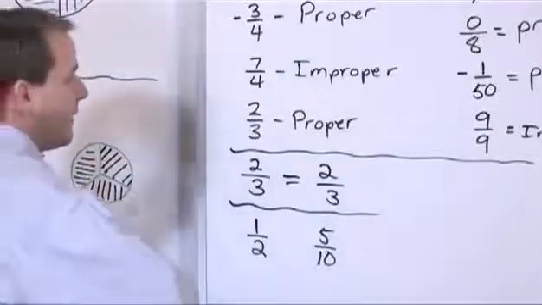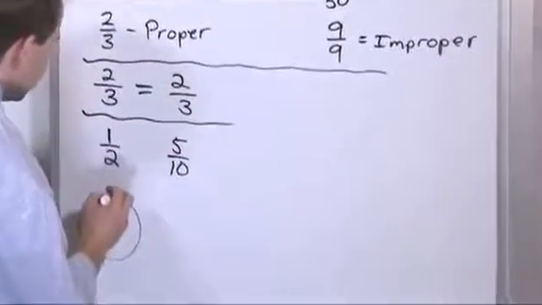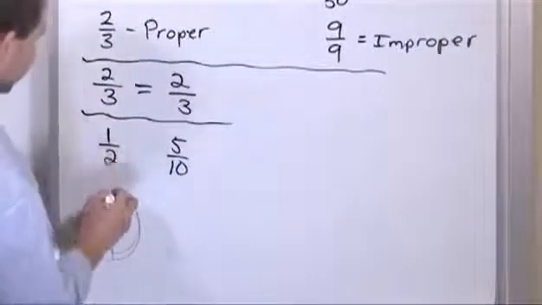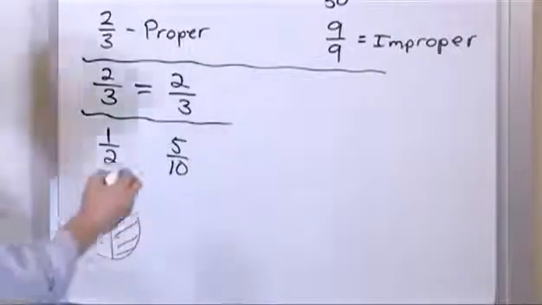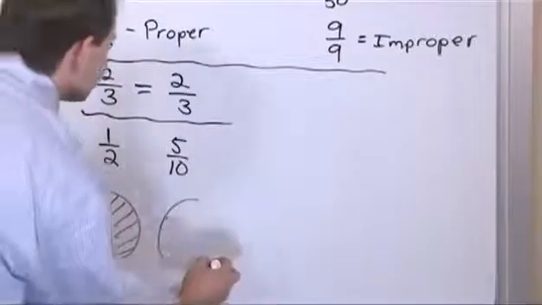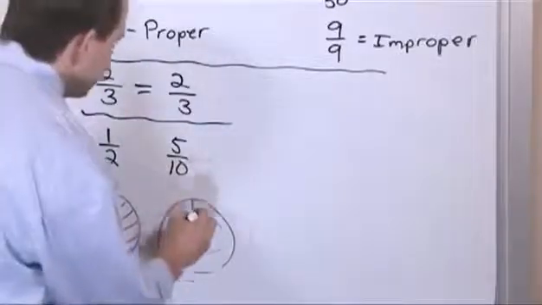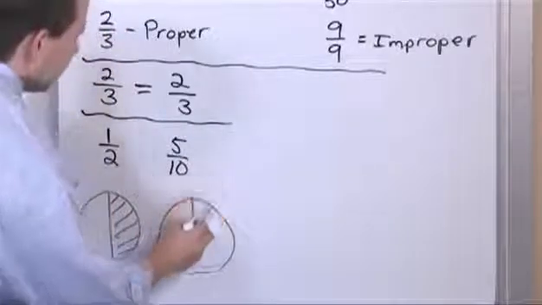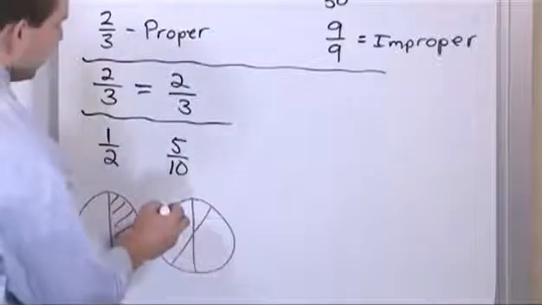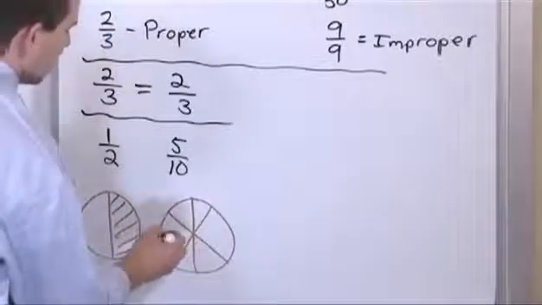I mean, you could do that. So let's say for 1/2, we draw a picture. So I cut it into 2 pieces, and I take half of it away. So that's what 1/2 looks like. Now, if I take the same exact pizza and divide it into 10 pieces, well, there's that piece. Those 2 pieces. Okay, how many pieces do I have now? I've got 1, 2, 3, 4, 5, 6.